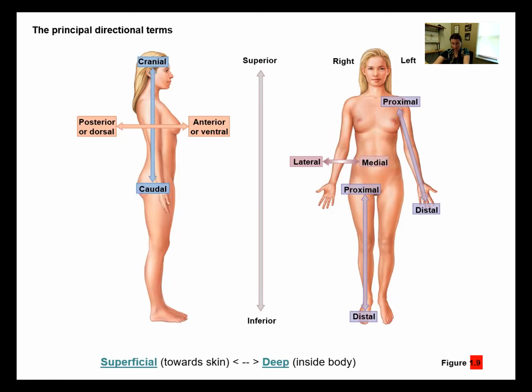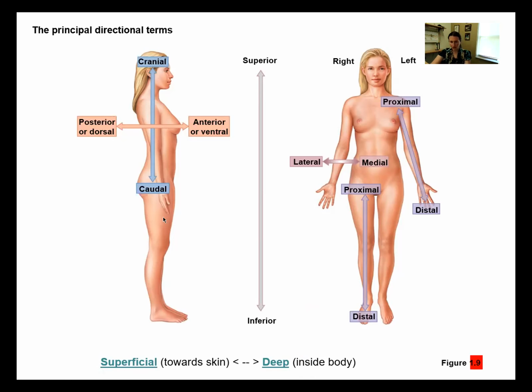Second to final pair: superficial versus deep. Superficial is closer to the skin. Deep is farther and farther into the body. So again, if you're making an incision, the scalpel starts out superficial and it gets deeper and deeper into the body. Similarly, if you look at the heart, the outside is the superficial surface of the heart, but as you go deeper into the chambers, that is getting deeper.